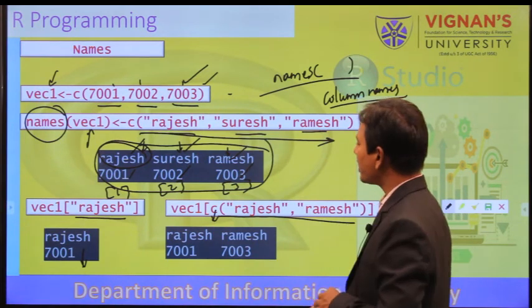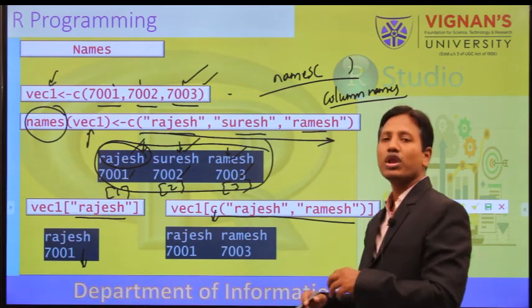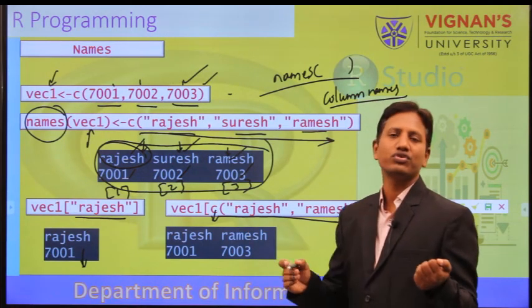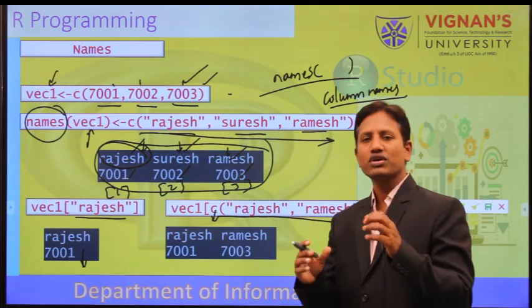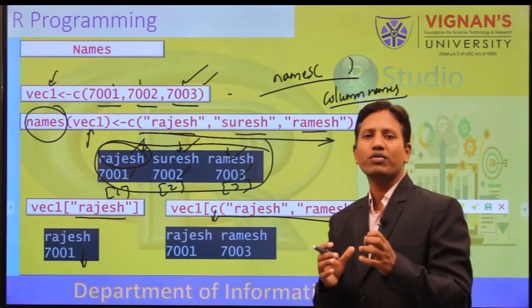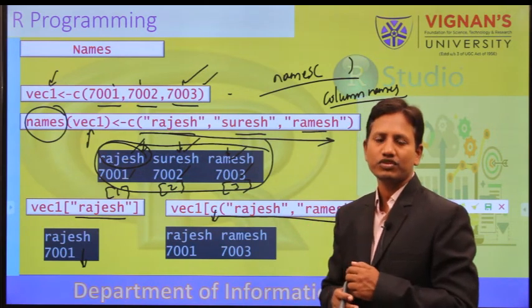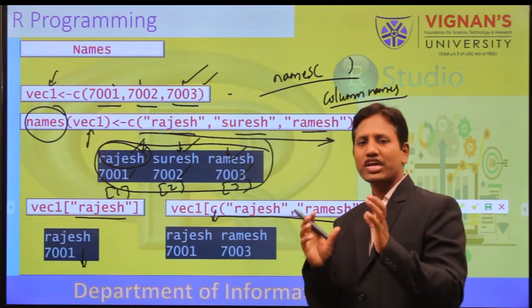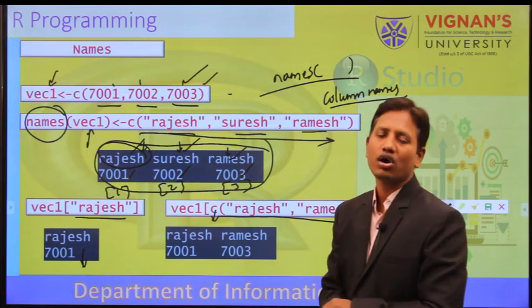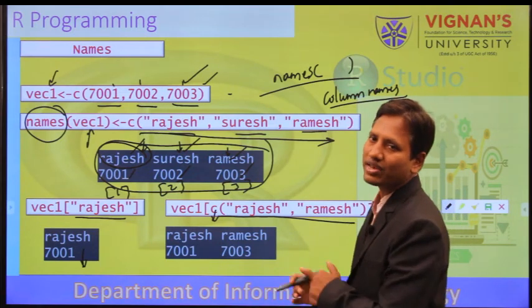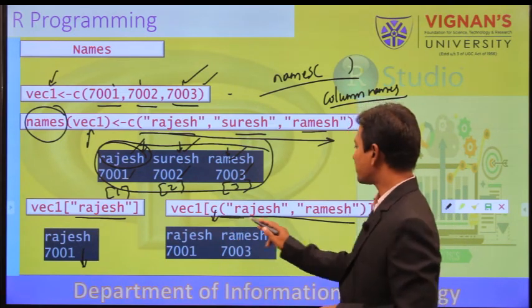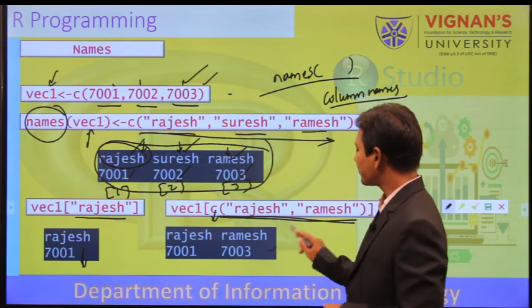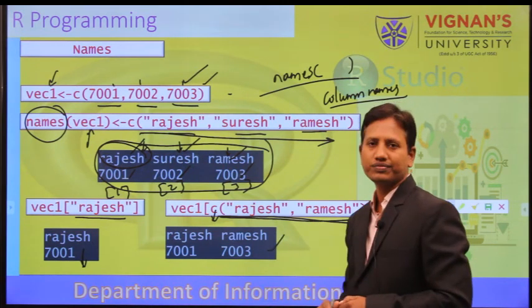Whenever you want to access more than one value, you have to pass all those values in the form of a vector. So we need to put all these values into a vector, and pass that vector as an argument or as an index value. So we have done that, and we have got this output.